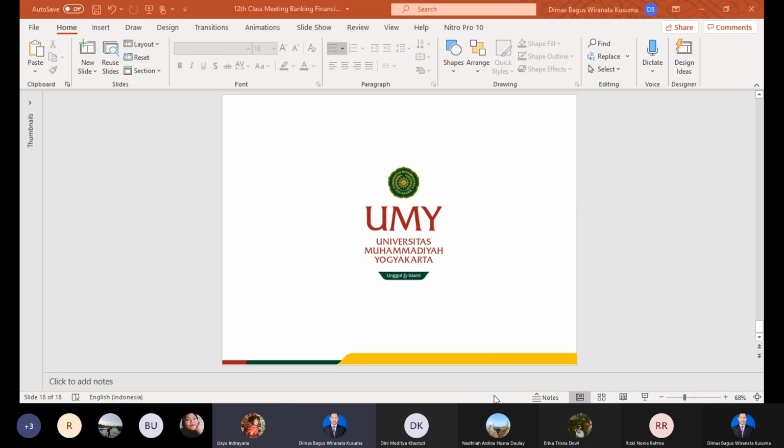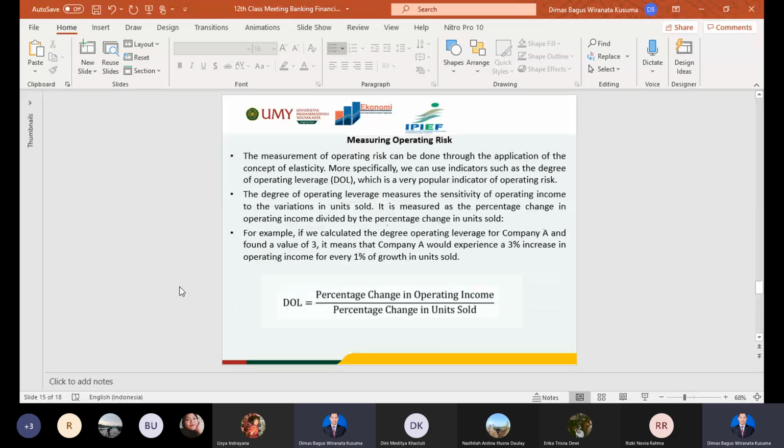Okay, you can just look again to the here, yeah. So actually, DOL here, we have so many measurements. Not only DOL, but the DOL here refers to the comparison between the input and the output. Here, the percentage change in operating income could be the output, and the percentage change in units sold is the input. So if you're comparing between output and input, you will get the elasticity, the dynamic change of output due to the change in input.